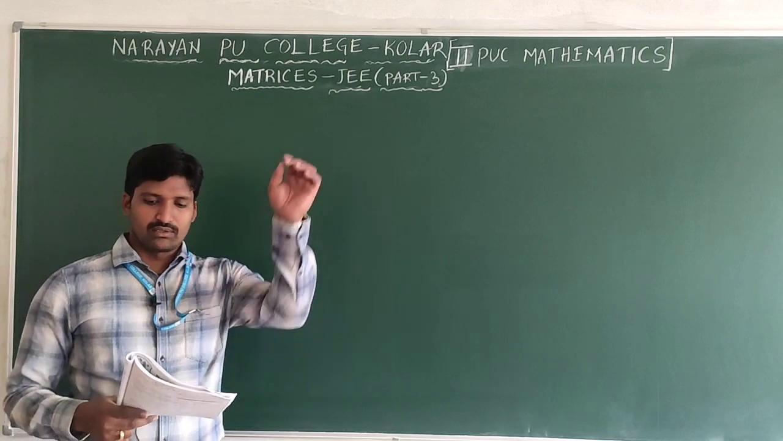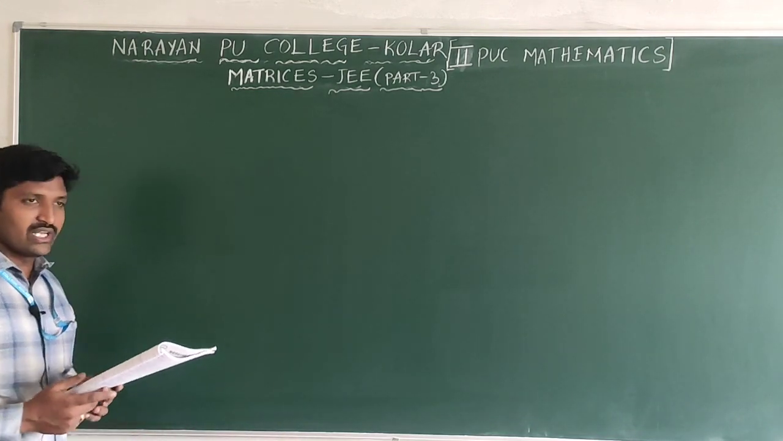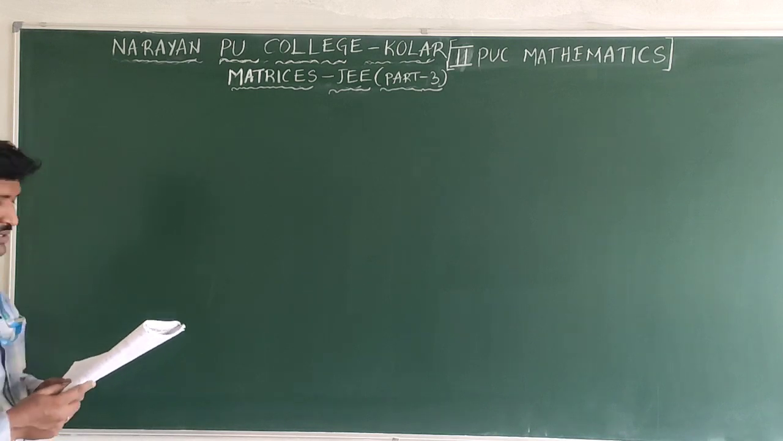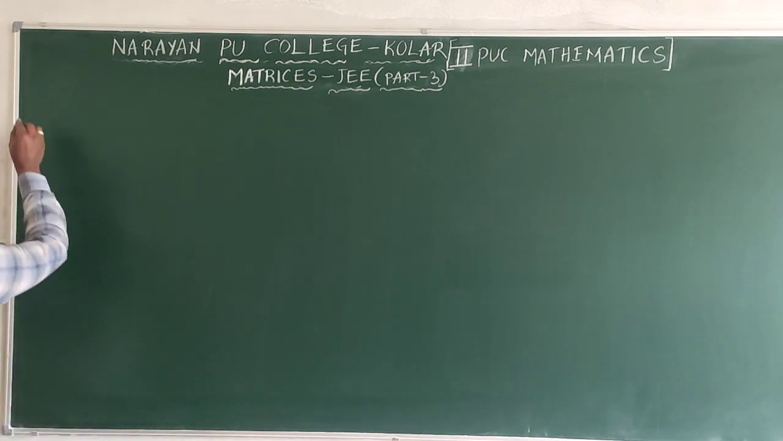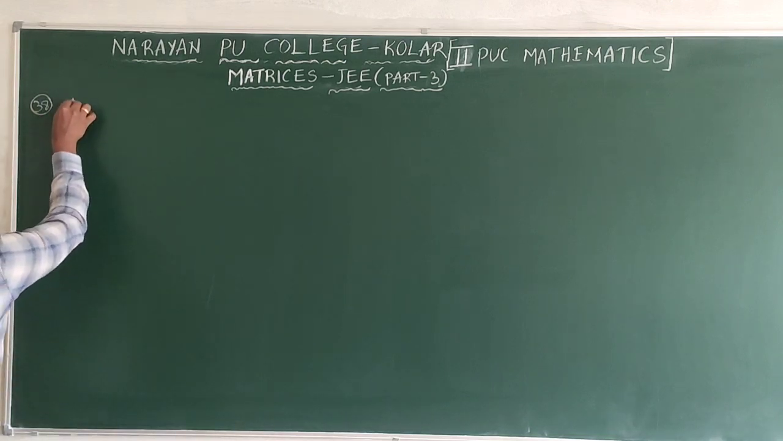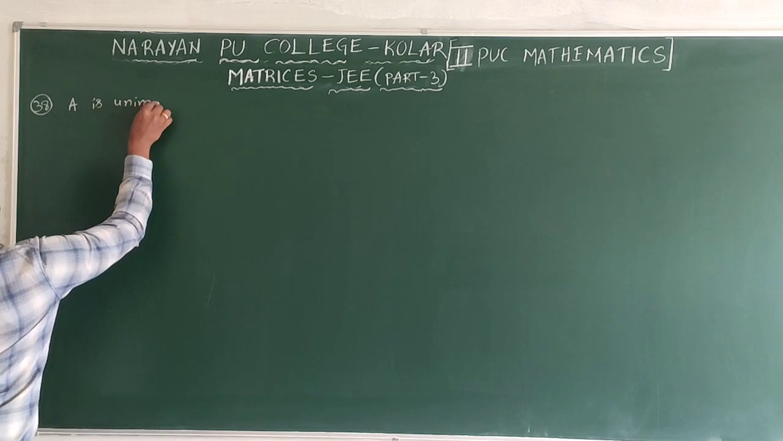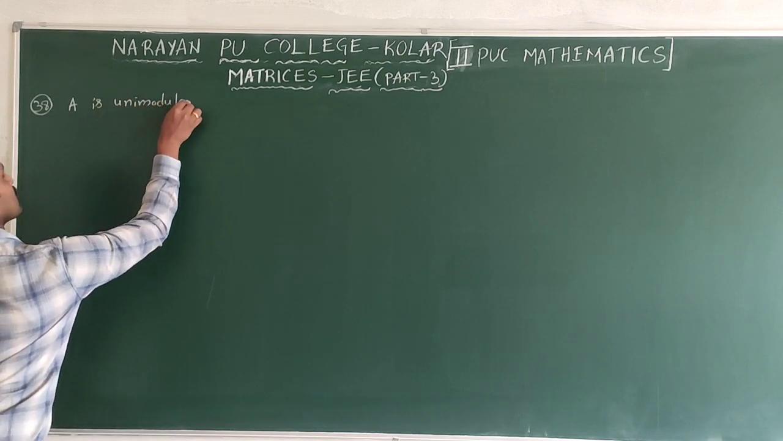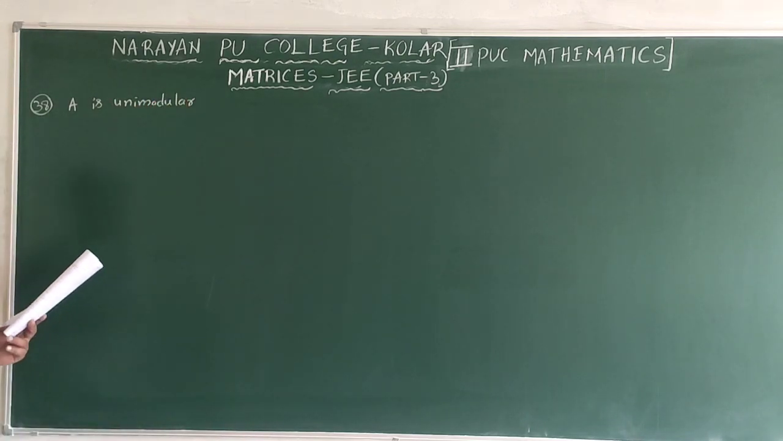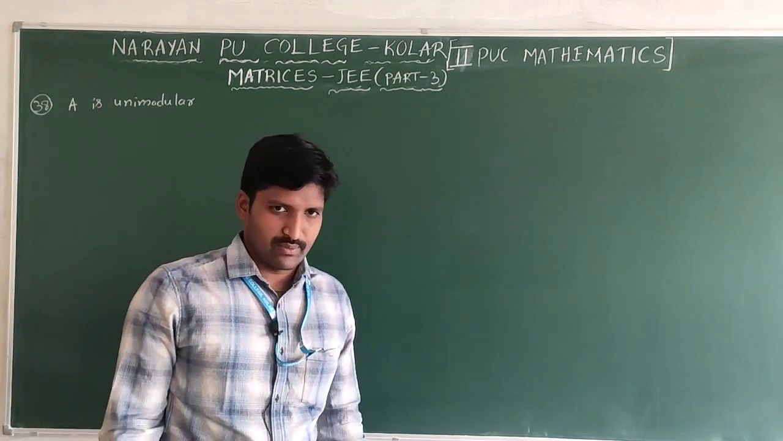Today's session will start with the next problem in level 2. Yesterday we finished up to 37 questions, now 38. A is unimodular. Then which of the following is not necessarily unimodular?